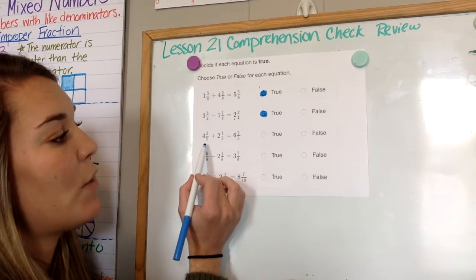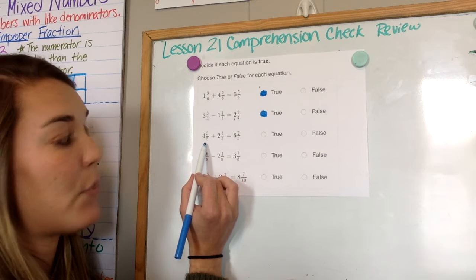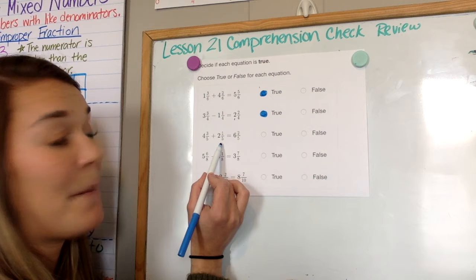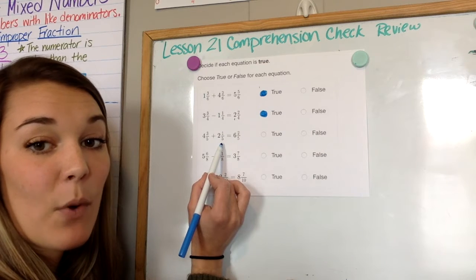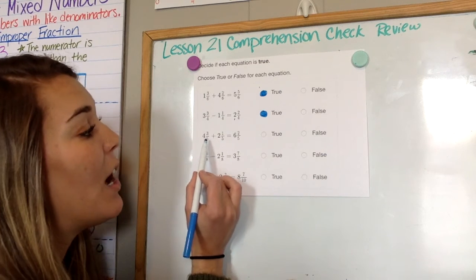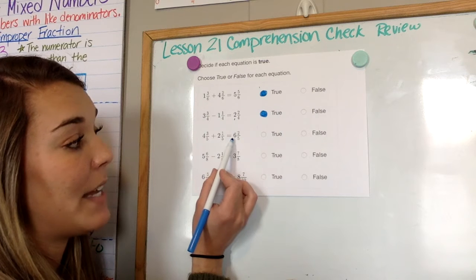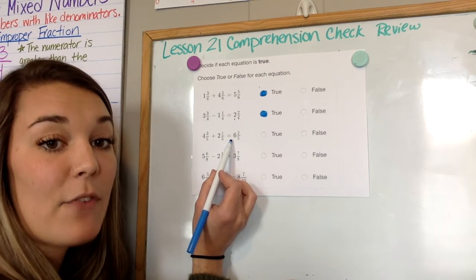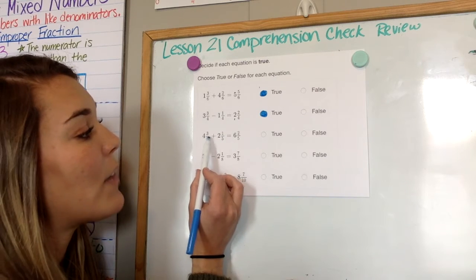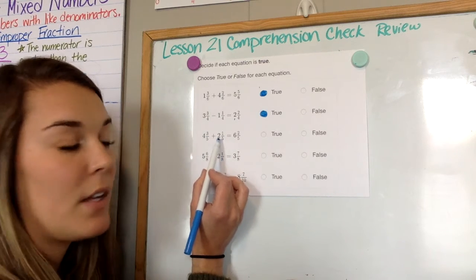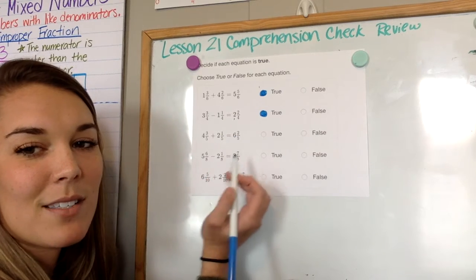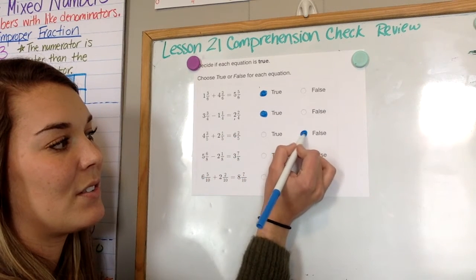Okay, for my next one, I have 4 3/5 plus 2 1/5. So I'm adding, okay? I'm going to first add my whole numbers. 4 plus 2, that's going to give me 6. So that part's correct. Now I'm going to add my fractions. 3/5 plus 1/5. So 3 plus 1 is 4. That one says 2, so that's false.